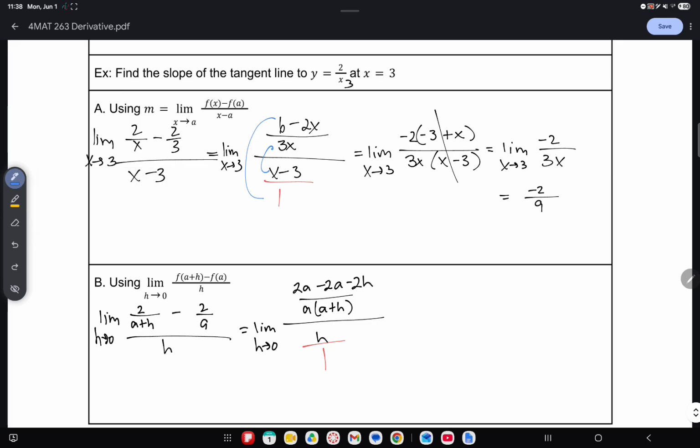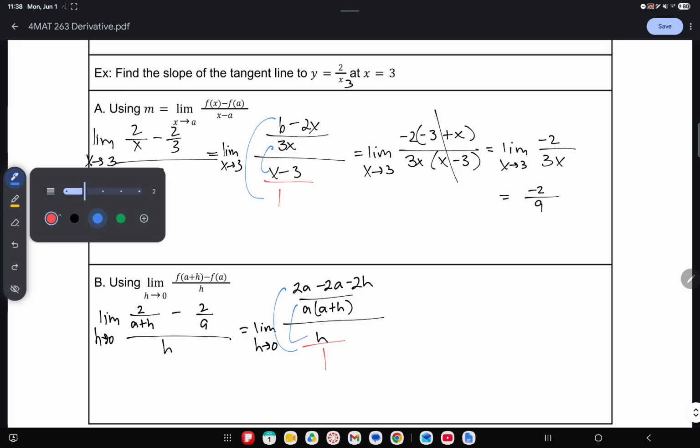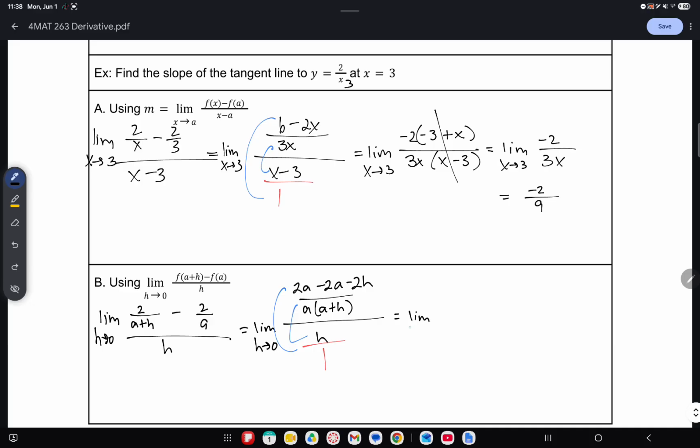I'm going to make that a fraction over a fraction to do big C over little c. Those two a's can actually cancel out. So I'm left with just negative 2h times 1 over a times h times a plus h. Then I have a factor of h that will cancel out. So the limit as h goes to 0 is now negative 2 over a times a plus h. And then I can do a direct substitution of 0 to be left with negative 2 over a times a, which is a squared.